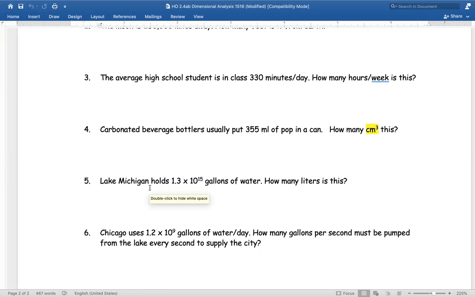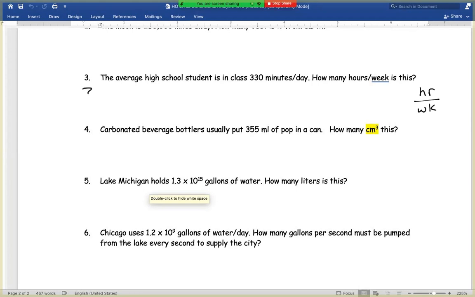Now, this question is different because this is saying at the end of this problem, I want to know how many hours per week I'm in the classroom. Well, we were actually given a starting amount of 330 minutes per every 1 day. So this one's a little different because instead of this being a conversion factor, we actually have 2 sets of units we need to transfer. Heads or tails, it doesn't matter. Just for sake of simplicity, I'm going to do tails because I can.